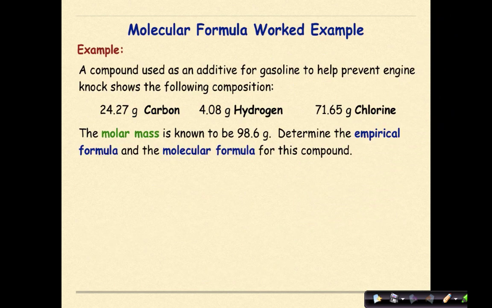C6H12O6. The first example that we're going to do is a hardcore example, and this is definitely for my students, where you need to find the empirical formula first and then the molecular formula.